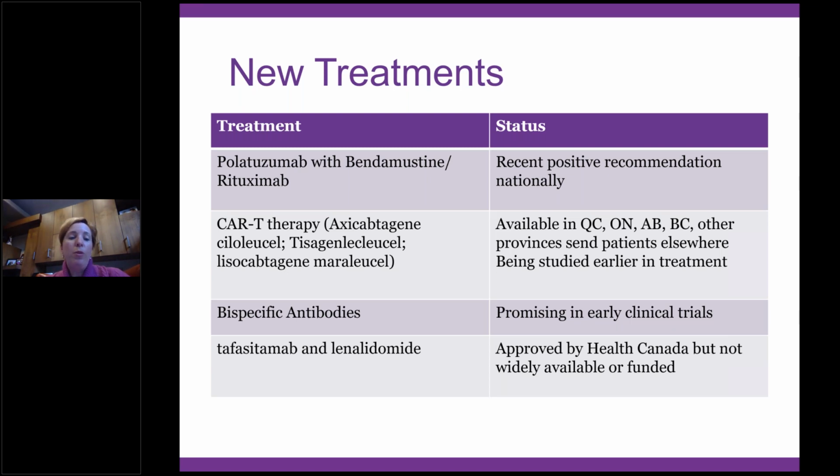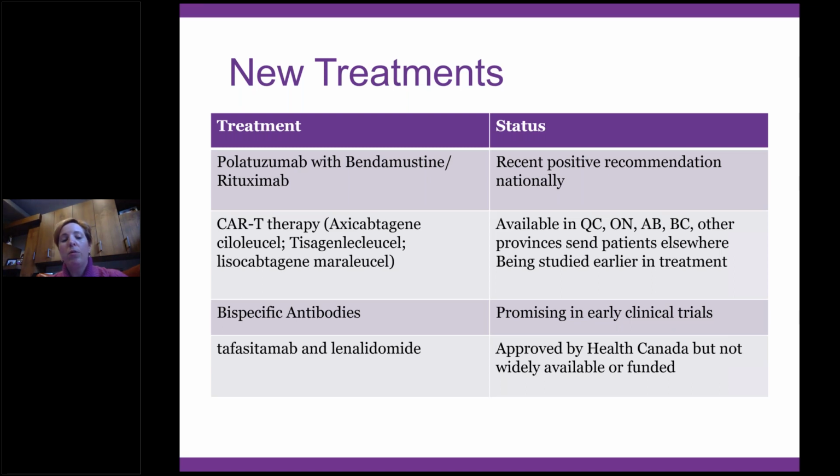CAR T-cell therapy with the 2 main products listed is available in Quebec, Ontario, Alberta, and BC at large centers. Other provinces need to send patients out, so whether it be to one of those provinces listed or sometimes out of country. And so CAR T therapy is available, but there is significant access issues currently. CAR T-cell therapy is being studied to be used earlier on rather than waiting till a third treatment.